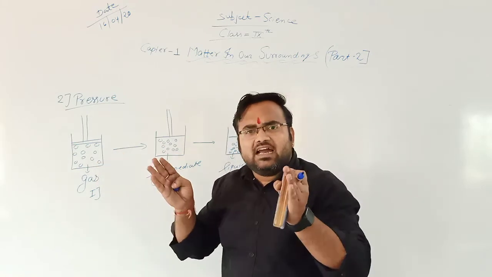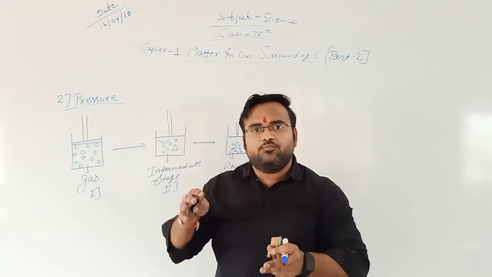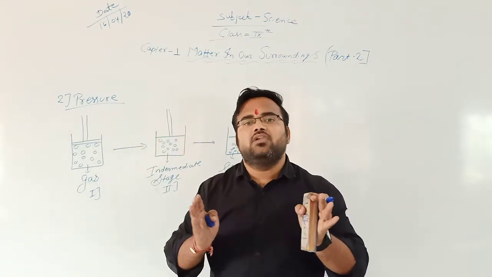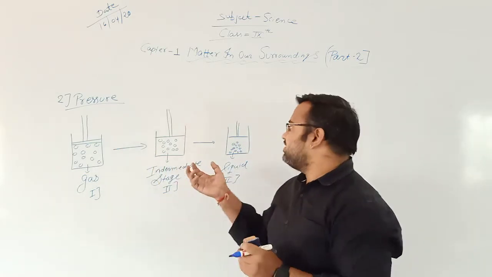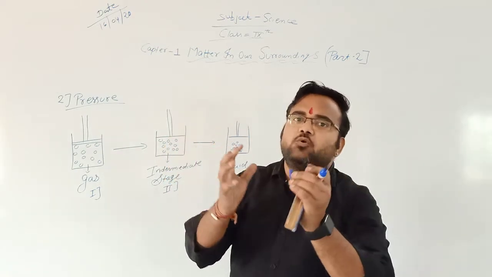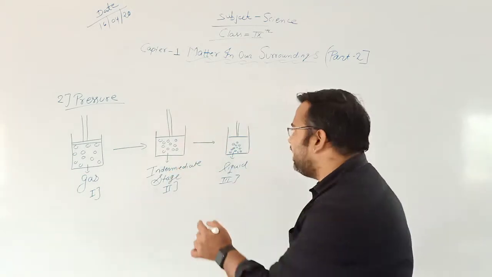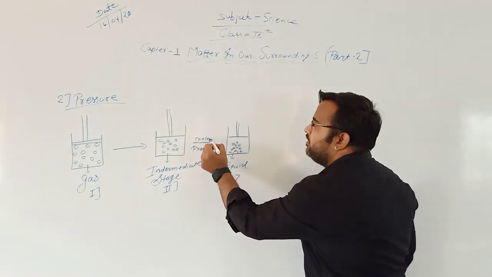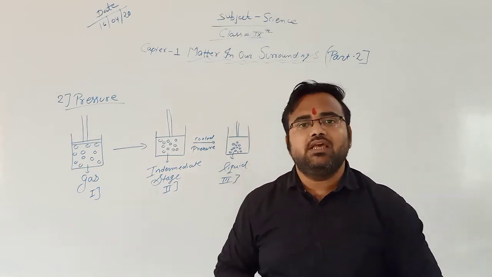If we increase the amount of pressure in the second stage, the gaseous molecules will come even closer to each other. If we go on increasing the pressure, as we can see in the third stage, the gaseous molecules come very close to each other under the pressure and they are cooled. When the gaseous molecules are cooled under pressure, they are converted into liquid.